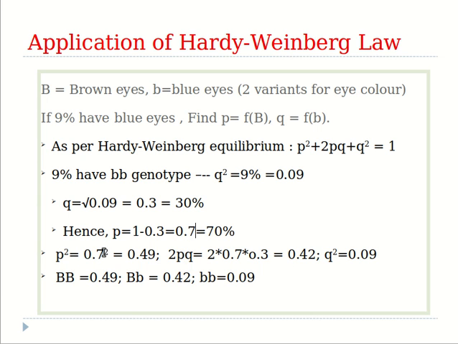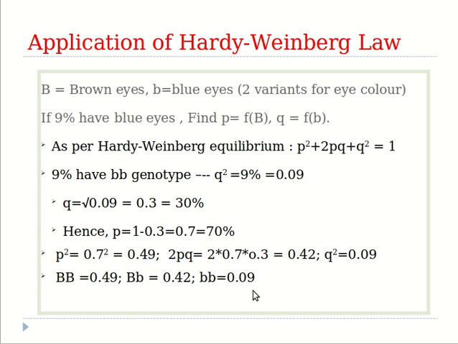Now p square will be 0.7 squared, that means 0.49, and 2pq will be 2 into 0.7 into 0.3, that makes up 0.42. 2pq is the number of individuals with heterozygous condition, that is 42%. So 42% of the individuals are heterozygous, 49% are homozygous dominant, and q square is equal to 0.09, that means 9% have the recessive character, as already given. I hope it is clear.